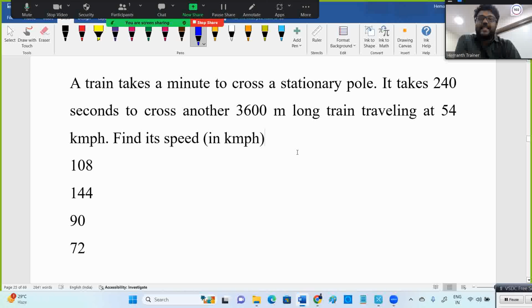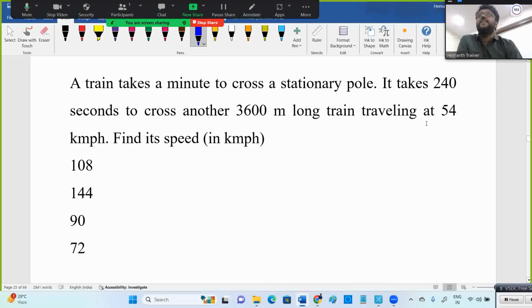A train takes a minute to cross a stationary pole. It takes 240 seconds to cross another train traveling at 54 km per hour. In this question there is a bit of a clash, because a train crosses another train, but in which direction, same direction or opposite direction? Because the first train is crossing a stationary pole. The first train crosses a pole. The same train is crossing another train, which is traveling at 54 km per hour.